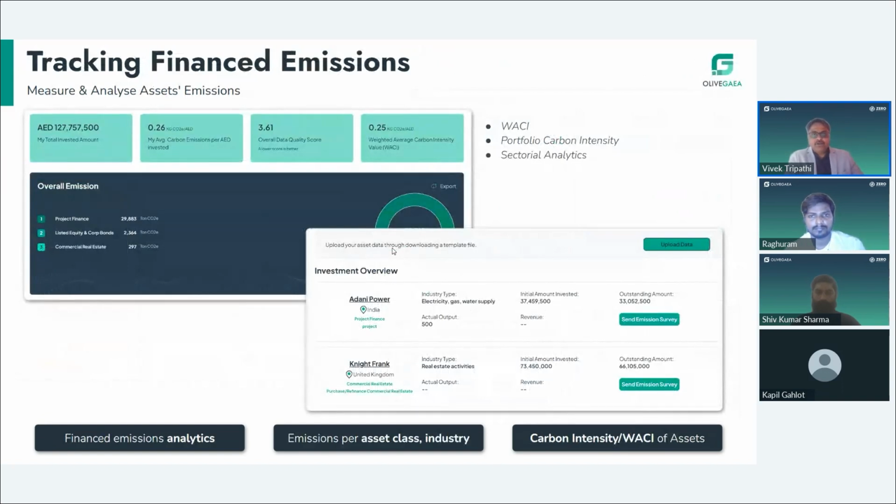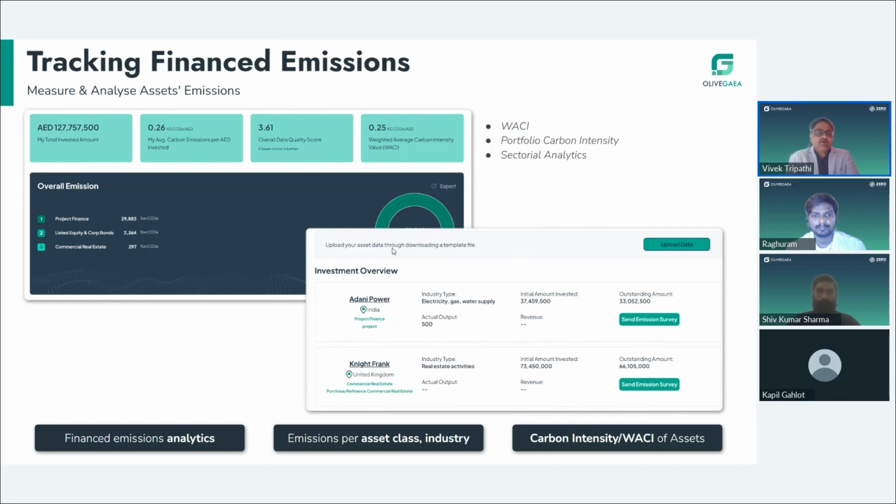Coming specifically to the topic of today's discussion around financed emission, the tool has a module specifically around financed emission, which helps banks at the first level look at an overview of all their investments. As you can see in this dashboard picture, it tells you the total level of investment that the bank has done, under which asset, and what level of emissions are coming, whether it is project finance or listed equity.